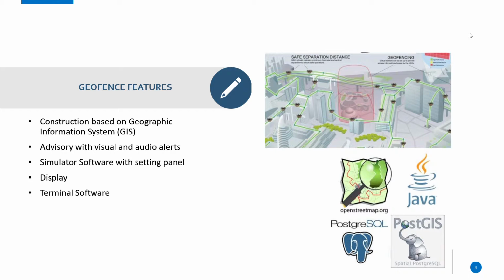And also we made the advisory with visual and audio alerts. So if you approach the building at quite a fast speed, there will be an audio alert that says stop, and also there will be a visual alert, a flashing stop sign that appears on your screen.